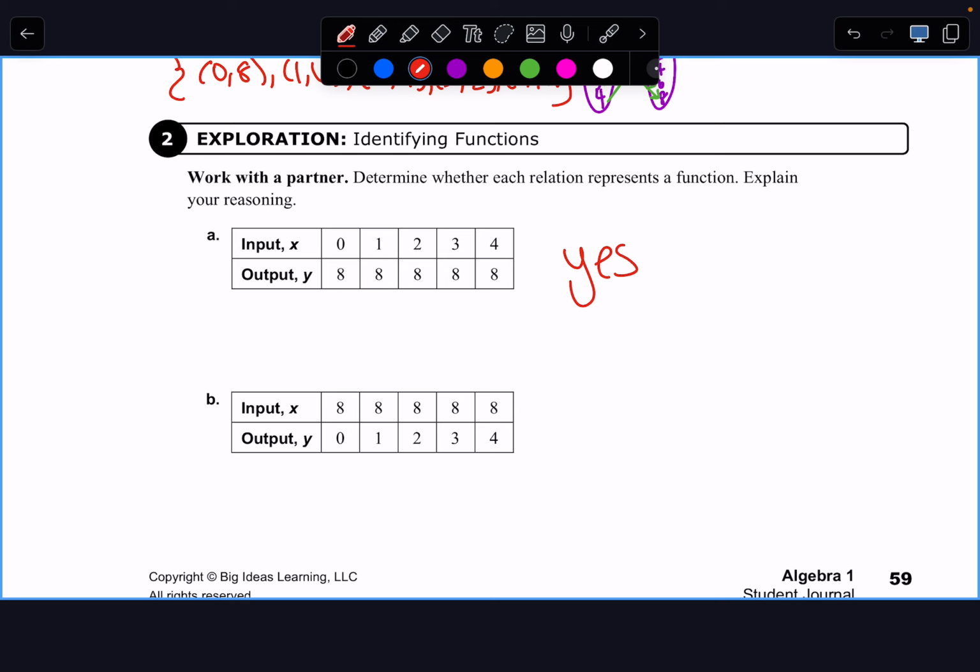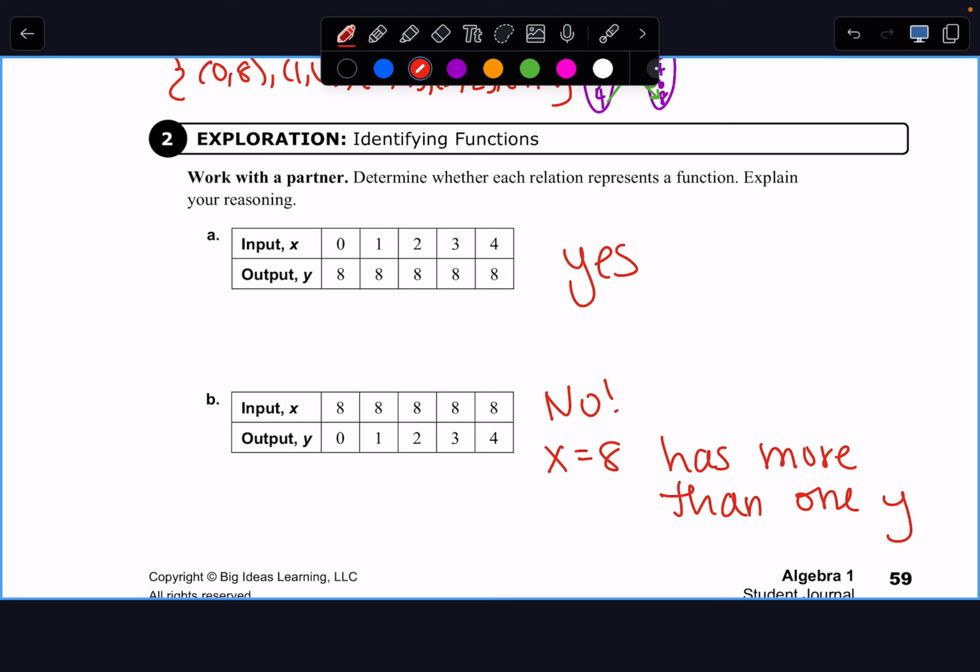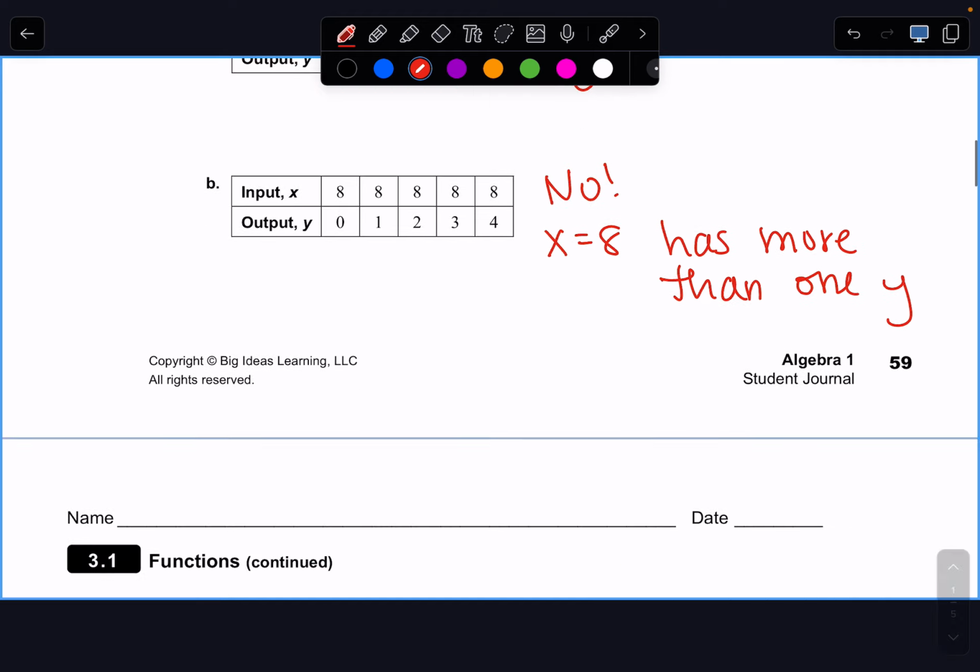Is b a function? No. The problem is x equals 8 has more than one y. Do you see that? Okay, every x can only have one y.